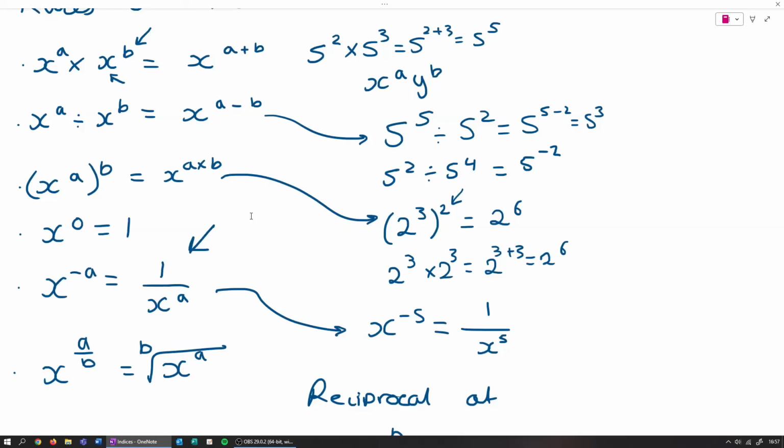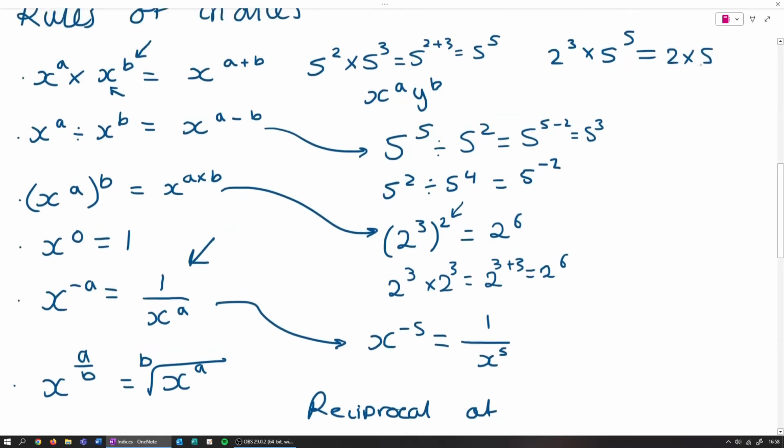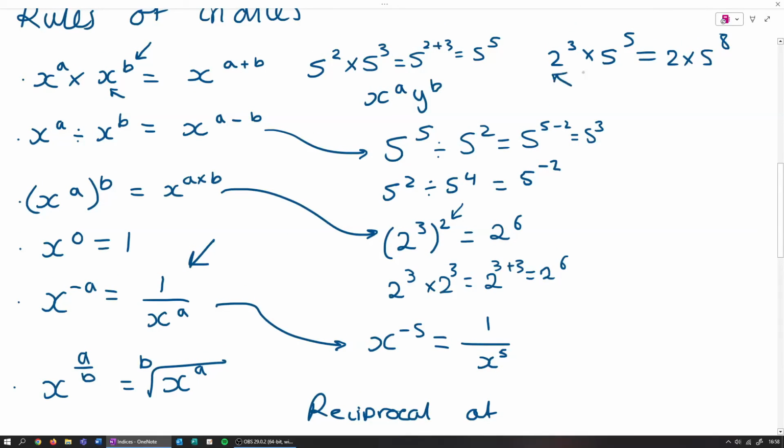So don't combine numbers that are different, like I did the example here where I did 2 to the 3 times 2 to the 5. This is times 5 to the 5. This is not equal to some sort of 2 times 5 to the 8. These numbers must be the same for you to combine them, okay?